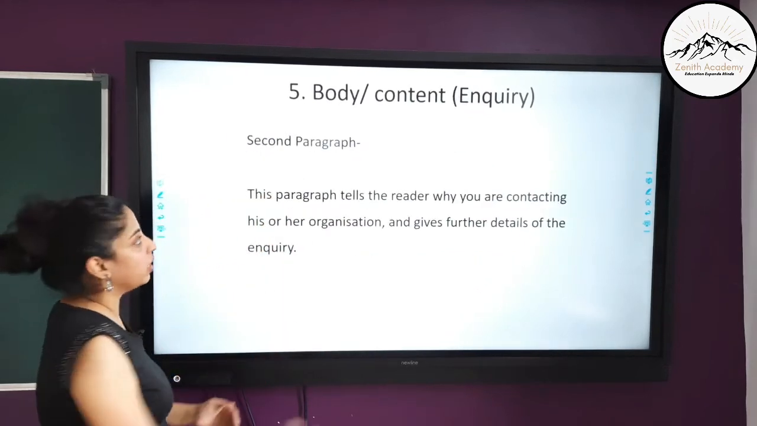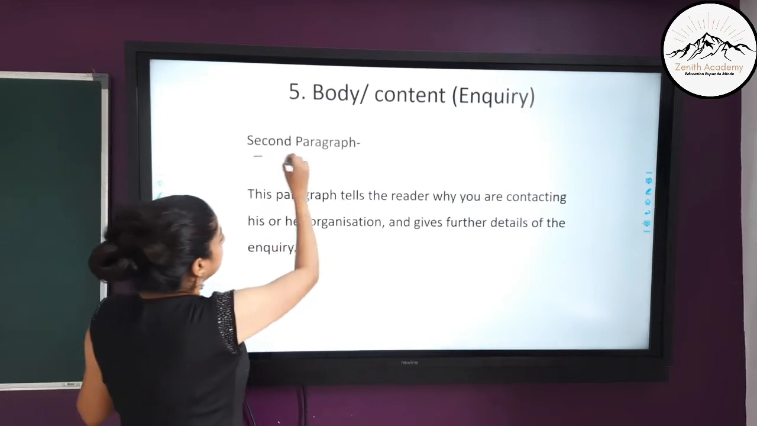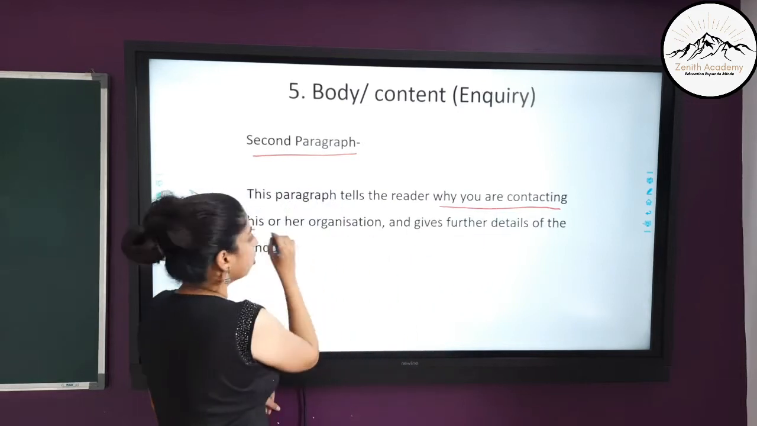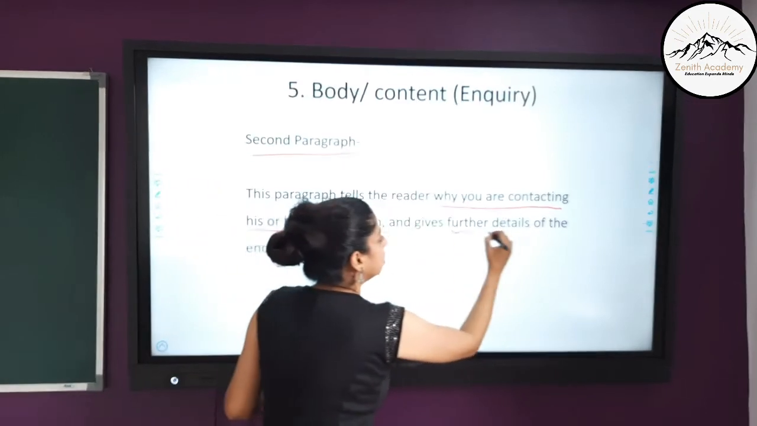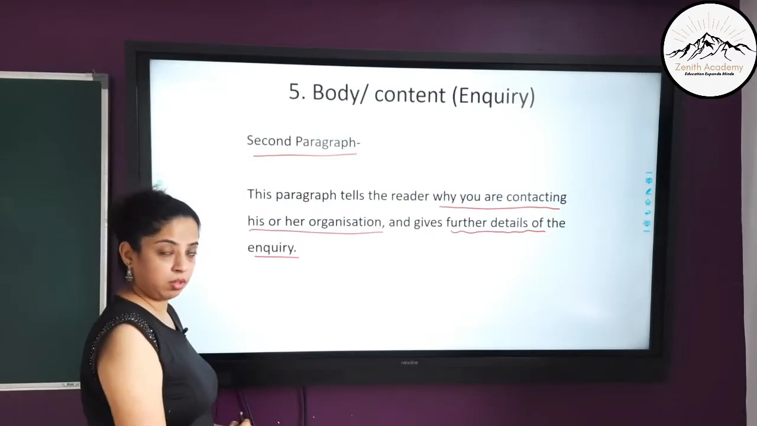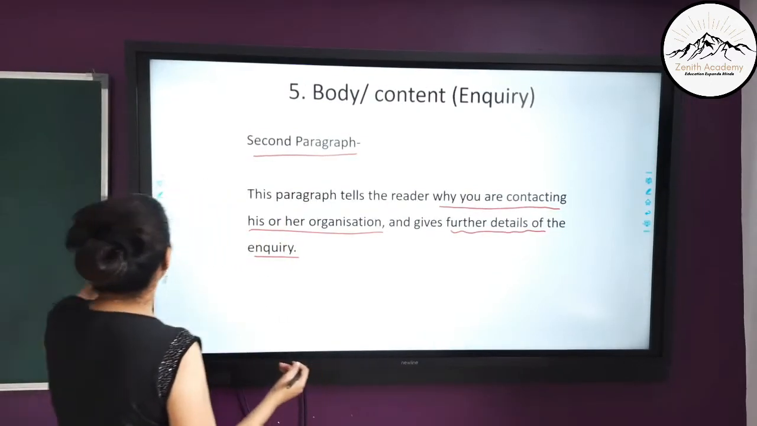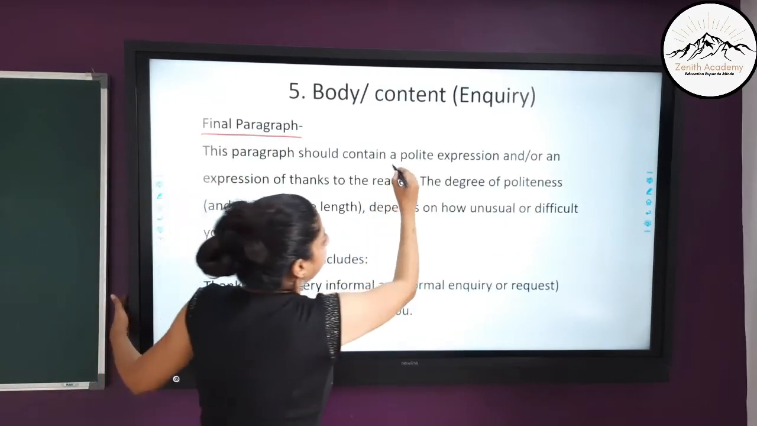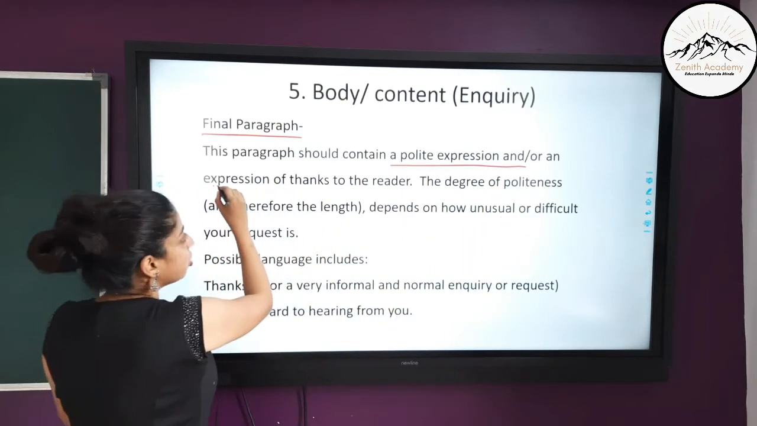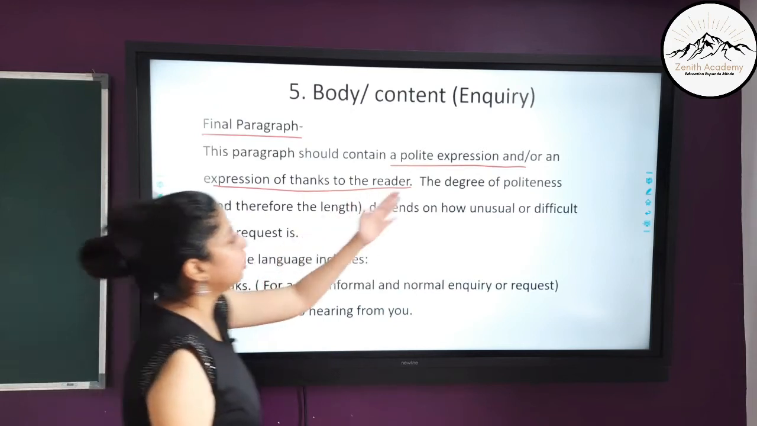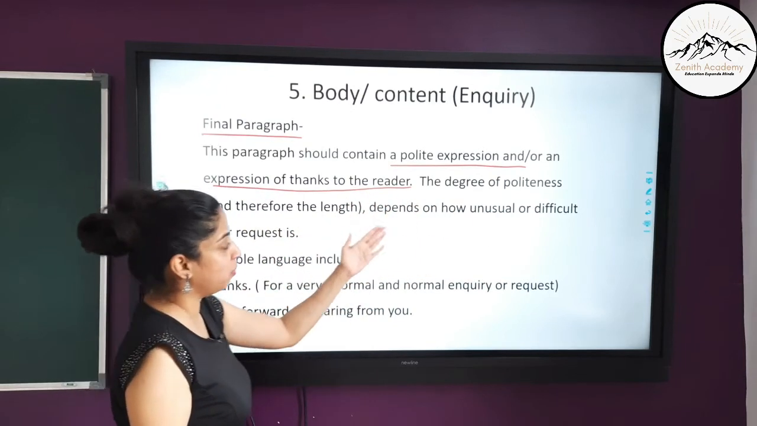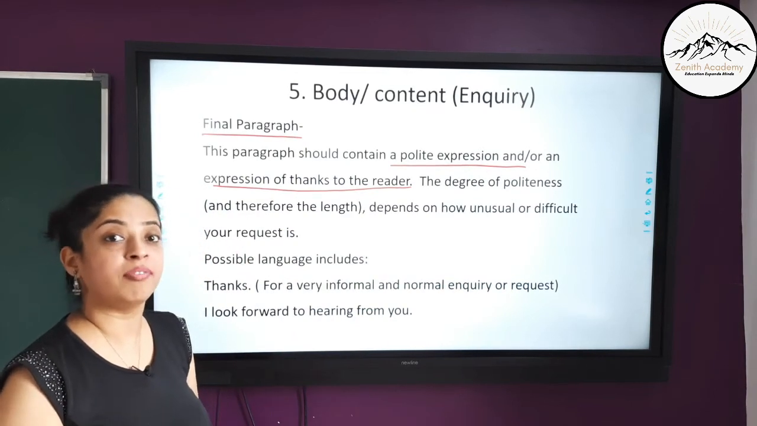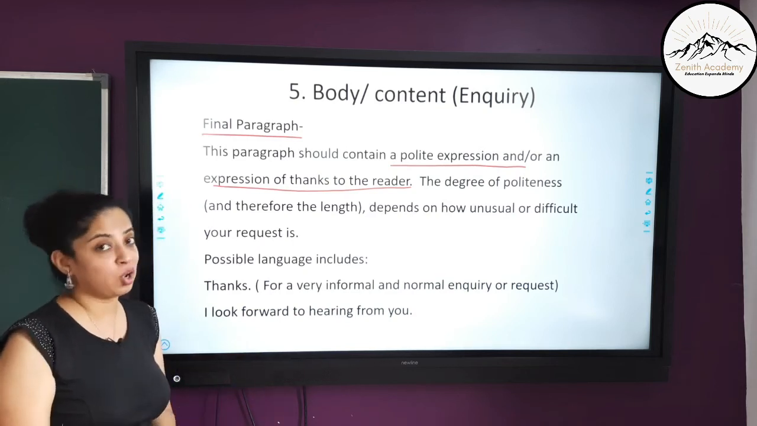Now continuing with the inquiry, for the second paragraph, this paragraph tells the reader why you are contacting his or her organization, and you should give further details of the inquiry. Then the final paragraph for an inquiry letter should contain a polite expression or an expression of thanks to the reader. The degree of politeness, and therefore the length, depends on how unusual or difficult your request is. So if your request is very unusual or very difficult, then you have to increase the degree of your politeness.